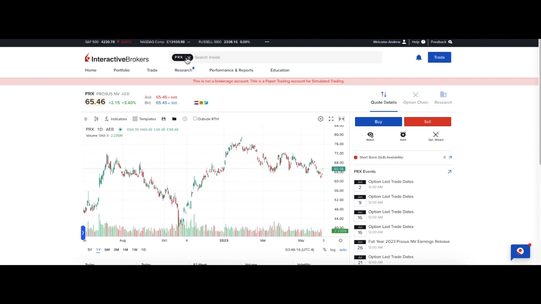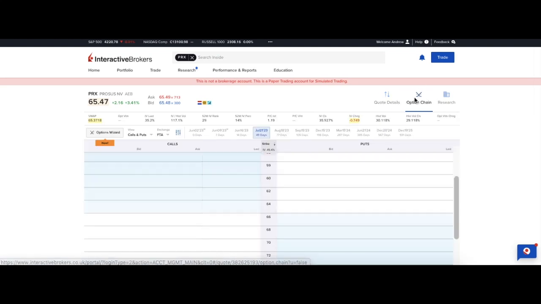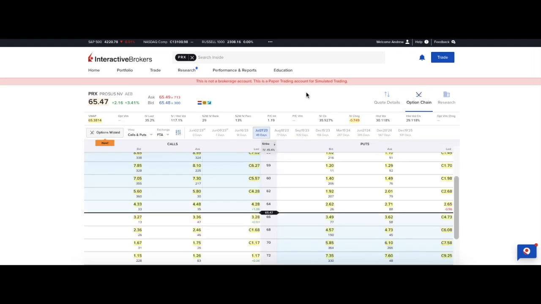What I do is search here in Interactive Brokers for the symbol. It gives me this screen here. I then go to the options chain, and from here is where we're going to look at calls and puts. Today we're going to specifically look at calls, and specifically selling a call.